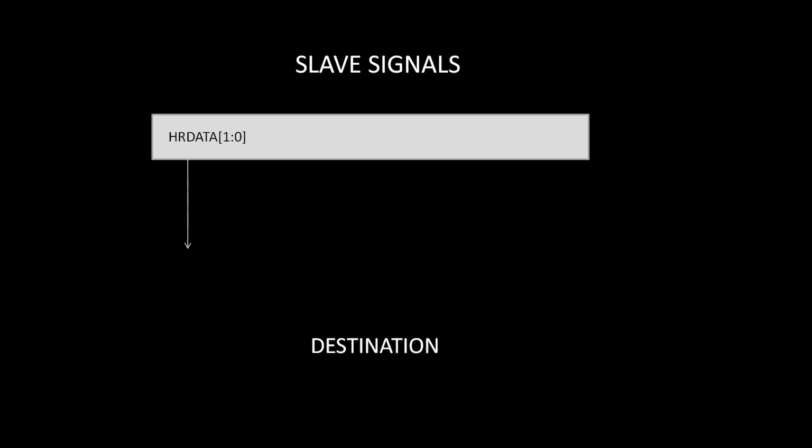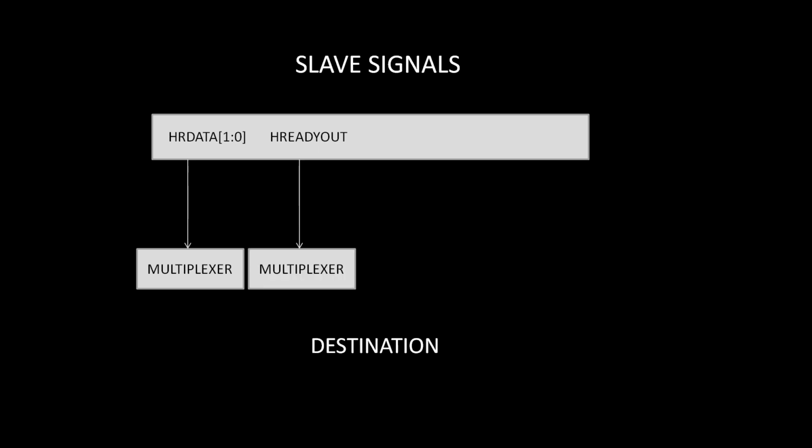HRDATA. Destination, multiplexer. During read operations, the read data bus transfers data from the selected slave to the multiplexer. The multiplexer then transfers the data to the master. A minimum data bus width of 32 bits is recommended.